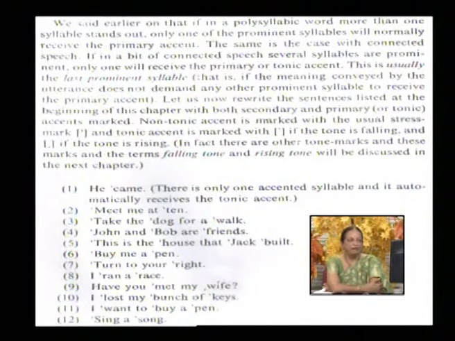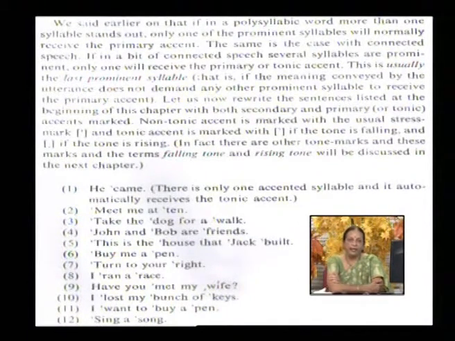John and Bob are friends. John and Bob are friends. This is the house that Jack built. This is the house that Jack built. I hope you're saying it after me, because the practice will give you an idea about the rhythm of the English language. This is the house that Jack built. It's a long poem actually, which some of you might have learnt at school.